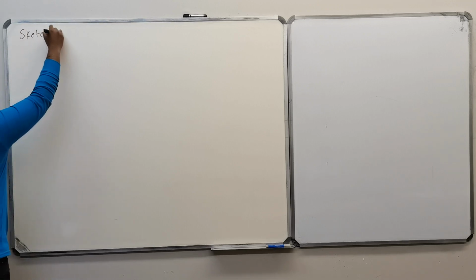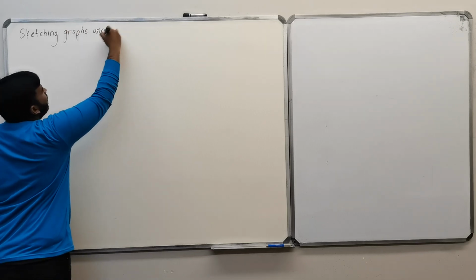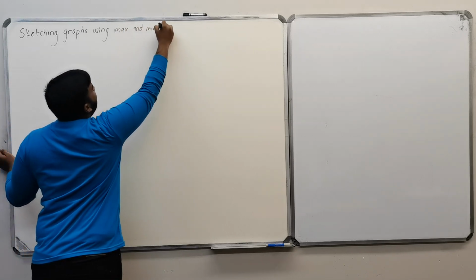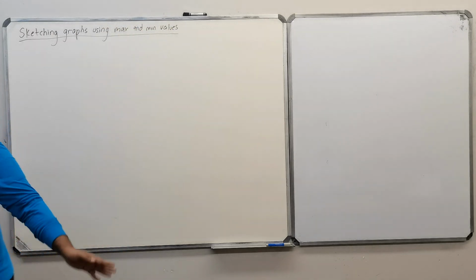Okay, today we're doing sketching graphs using maximum and minimum values. I remember last week you asked me whether we're going to be using these things to draw the graphs. So this is where we're going to be using what we did last week, right? I'm on page 234. They give a nice example there of how we're going to use this.